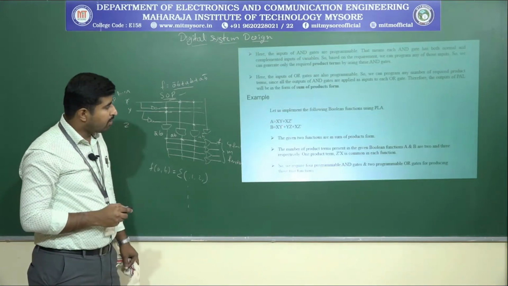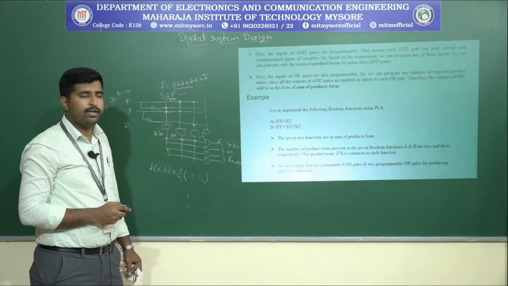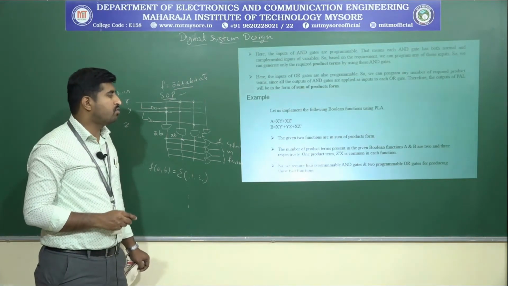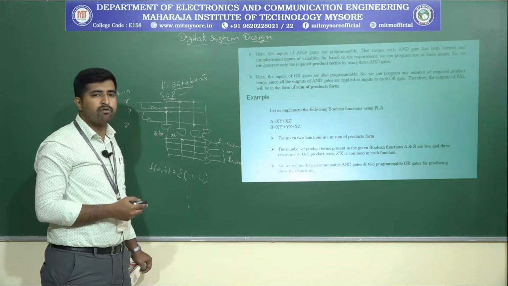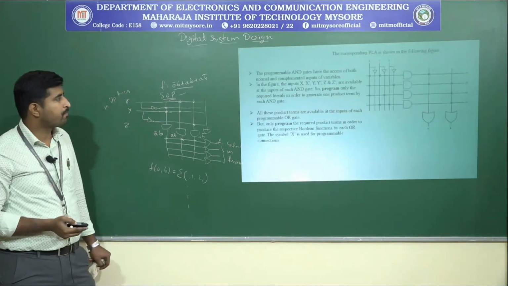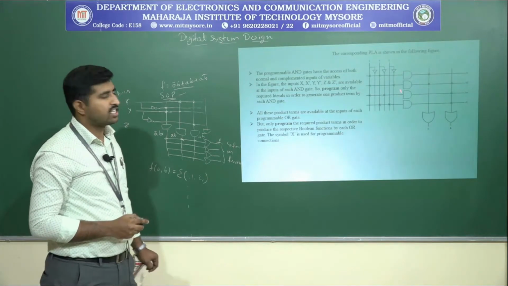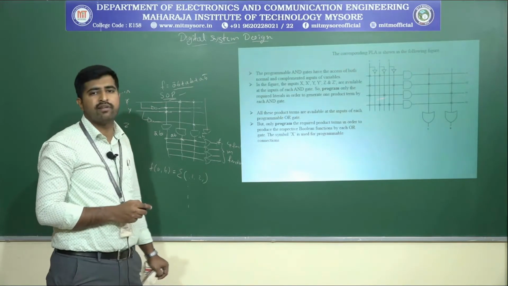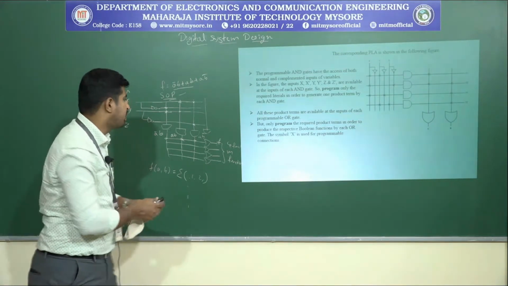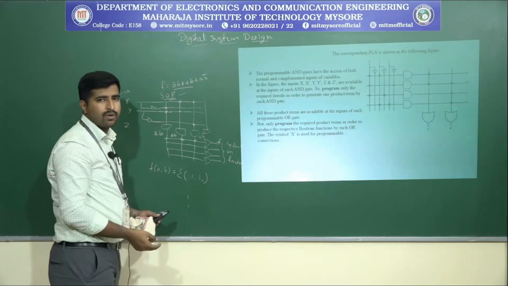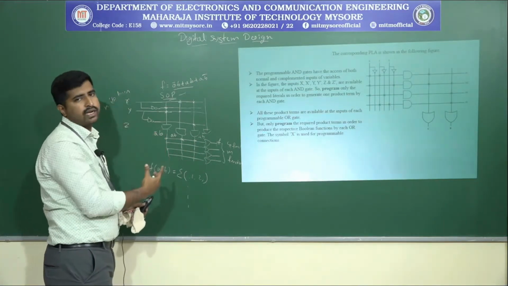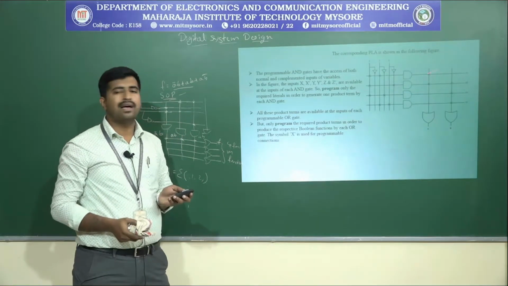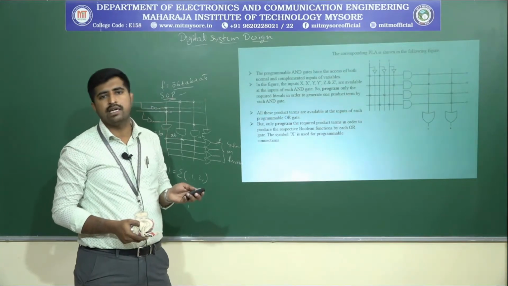And how many OR gates are needed? We need to implement 2 functions, so only 2 OR gates are enough to produce these 2 functions. So how will the circuit look? Let's see the connection. This is a part of a PLA. The picture shows part of a PLA, not a complete PLA, because multiple AND gates and multiple OR gates will be there. According to the requirement, we connect them. Here the programmable AND gates have access to both the complement form and the normal form.